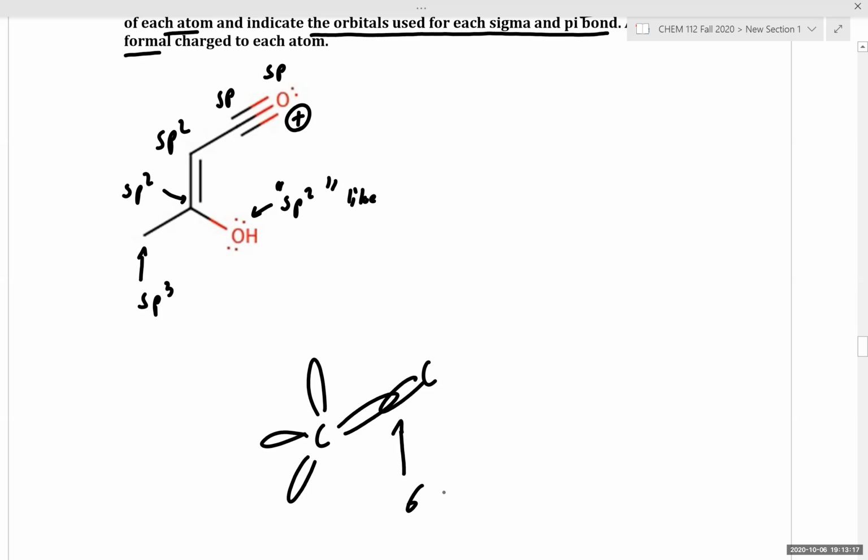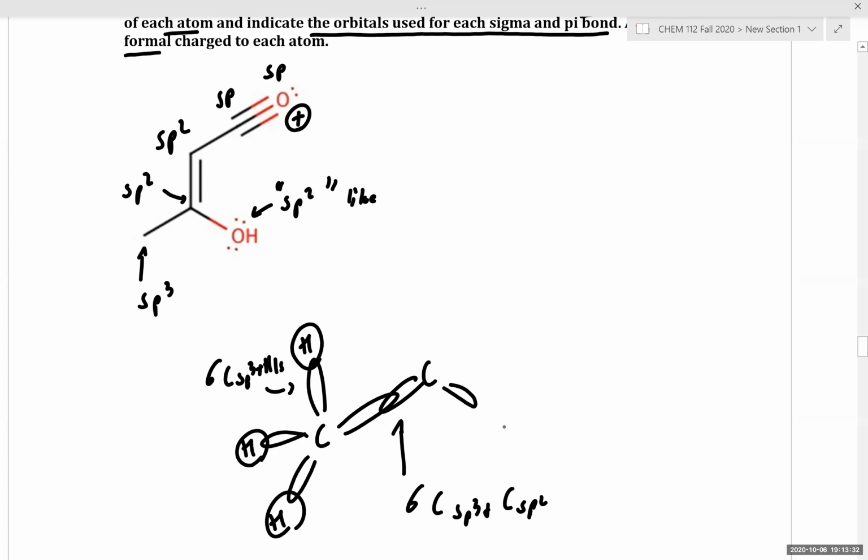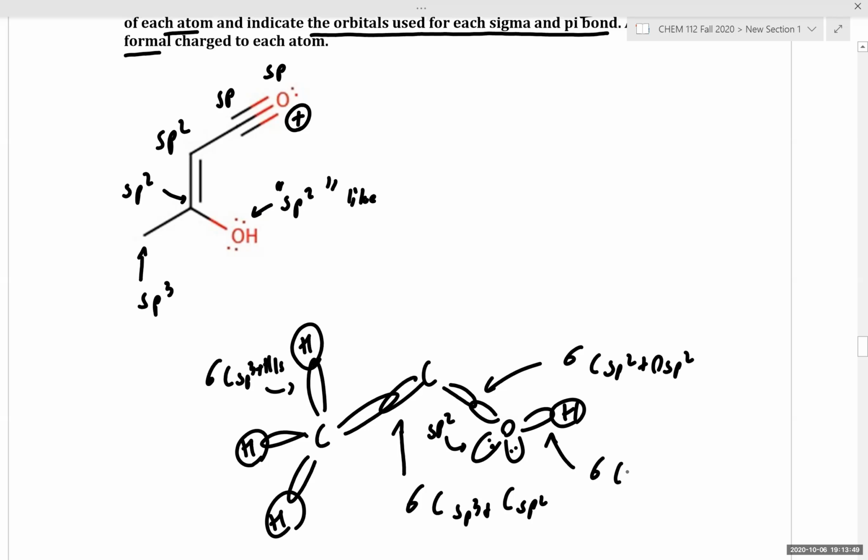So our first bond is going to be a sigma carbon sp3 plus carbon sp2. We also have a sigma carbon sp3 plus hydrogen 1s. In this case, we have a sigma carbon sp2 plus oxygen sp2. The lone pairs are held in sp2 orbitals. Then we have a sigma oxygen sp2 plus hydrogen 1s. Remember, this oxygen's sp2-like because it's conjugated.